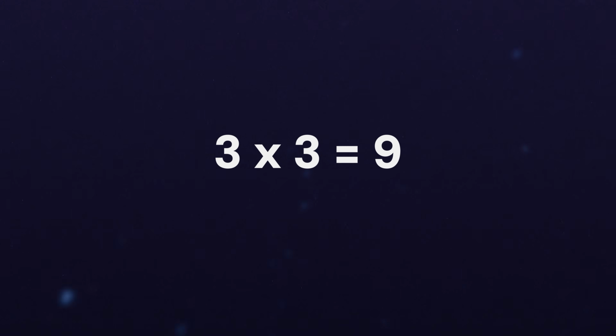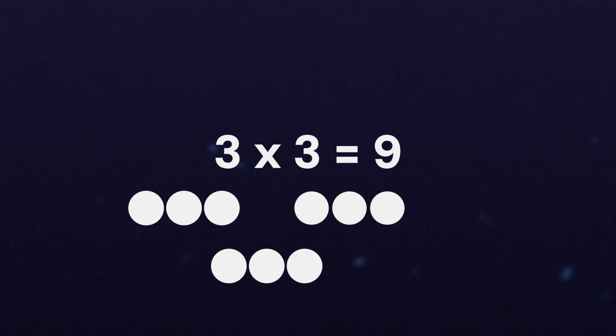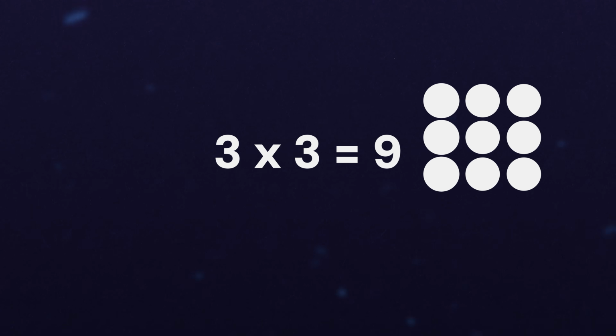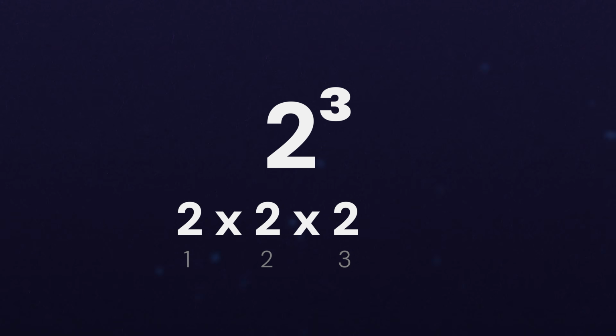Similarly, 3 times 3 is 9. Again, we have 3 3s. It's really 3 plus 3 plus 3. This relationship between multiplying and adding is very similar between exponents and multiplication. 2 raised to the power of 3 just means 2 multiplied by itself 3 times. So 2 raised to the power of 3 is 2 times 2 times 2, which is 8.